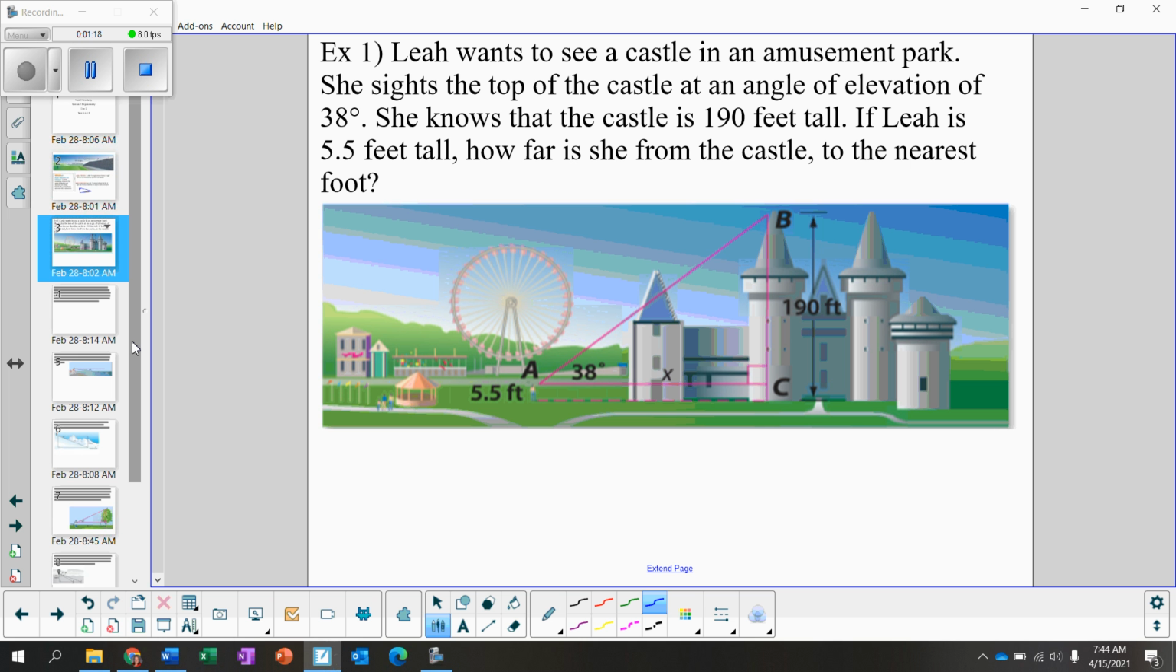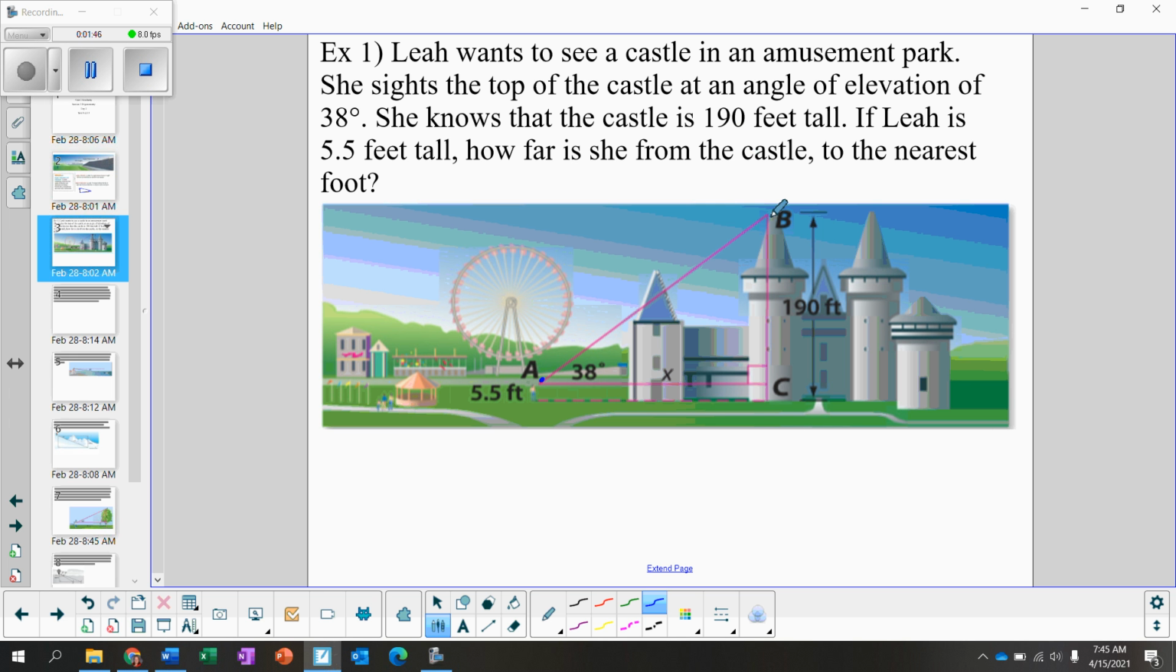So here we have Leah wants to see a castle in an amusement park. She sights the top of the castle at an angle of elevation of 38 degrees. So from her line of sight, 38 degrees to the top of the castle. She knows the castle is 190 feet tall. If she's 5.5 feet tall, how far is she from the castle to the nearest foot? So they have a picture drawn for us here.